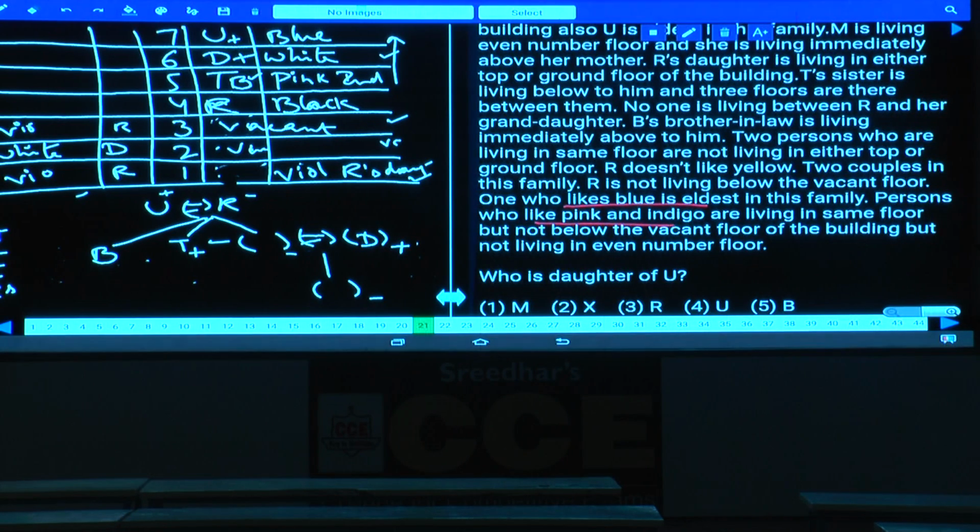Persons who like pink and indigo are living on the same floor, but not below the vacant floor of the building, and not living on an even number floor. This pink and indigo cannot be on the even number floor.